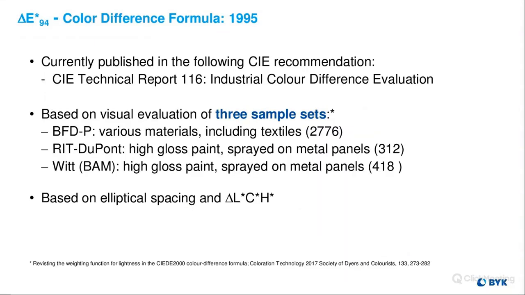And then we have Delta 94. This was based on more sample sets, so more high gloss, and these were all sprayed over metal panels. They had some textiles. That was originally from the Delta CMC study, and then the elliptical spacing is based on your delta L, your C, and your H. And they're not so independent this time.